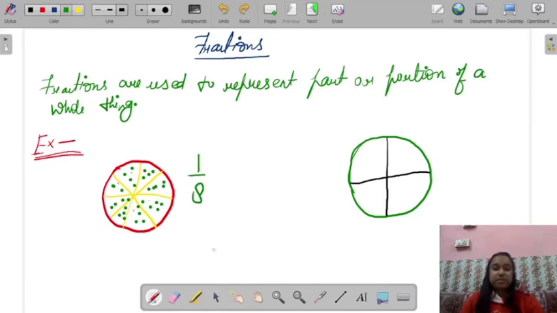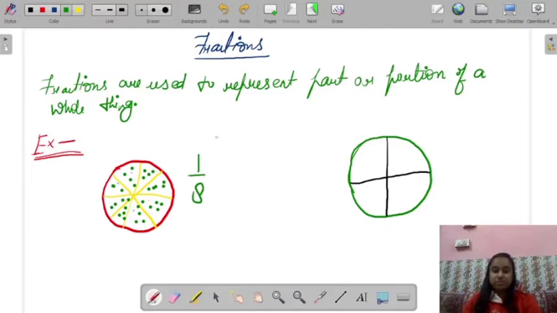Suppose you are having a pizza and you cut it into 8 equal parts: 1, 2, 3, 4, 5, 6, 7, 8. Then your friend came and took a slice of your pizza. So how would you describe how much portion of your pizza your friend has taken? You would say your friend has taken 1 by 8 part of your pizza, as you have cut your pizza into 8 equal parts and your friend has taken 1.